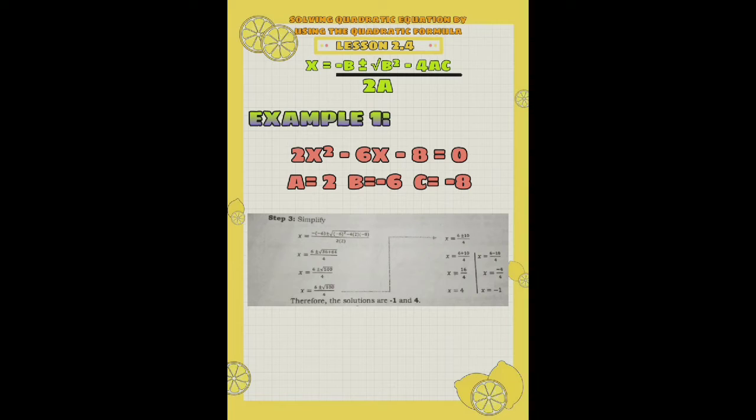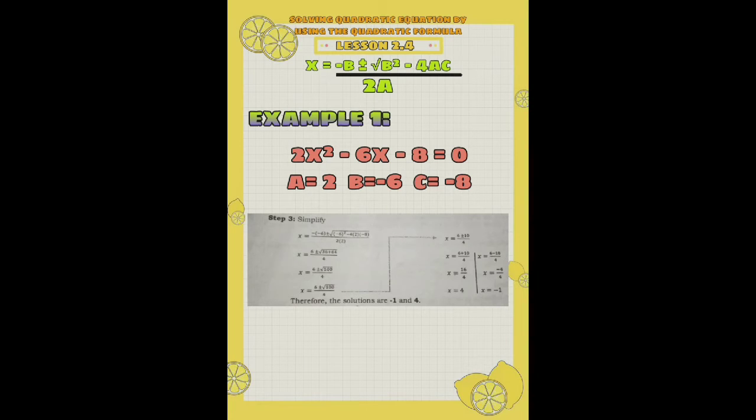So this is the example of quadratic equation. As you can see, the formula to solve quadratic function is x is equals to negative b plus or minus square root of b squared minus 4ac. So now, let's try this example.